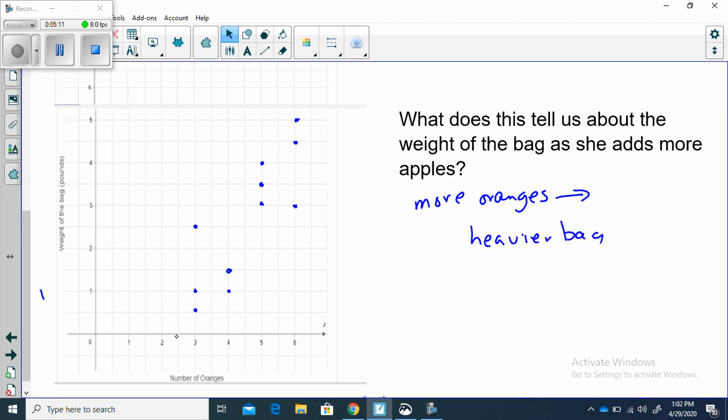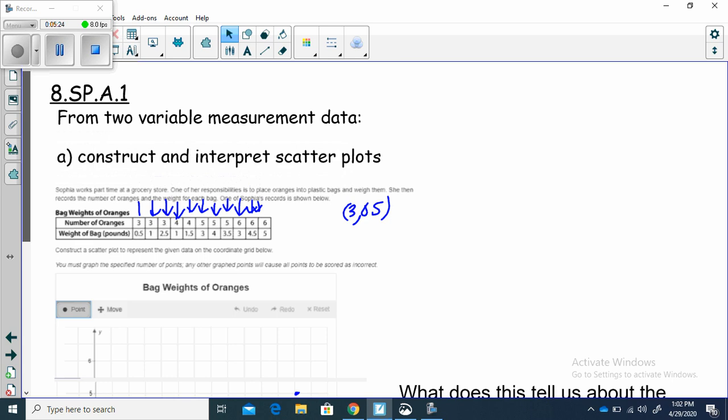That's the way it's trending. It's going up as we add more oranges. As the number of oranges increases, the weight of the bag generally increases. Okay, so that allowed us to construct a scatter plot and interpret some of the data there.